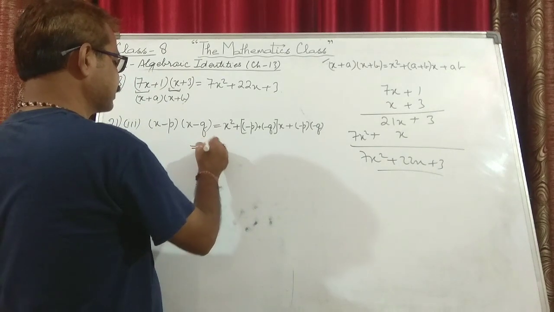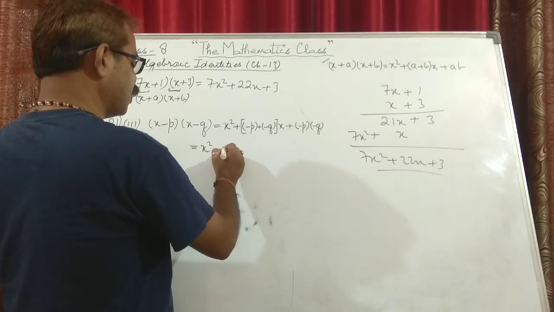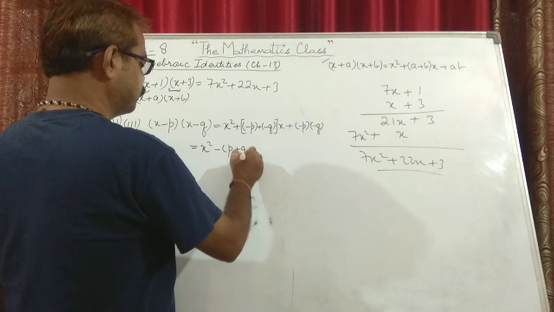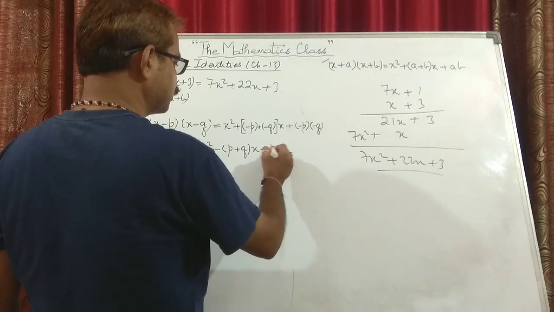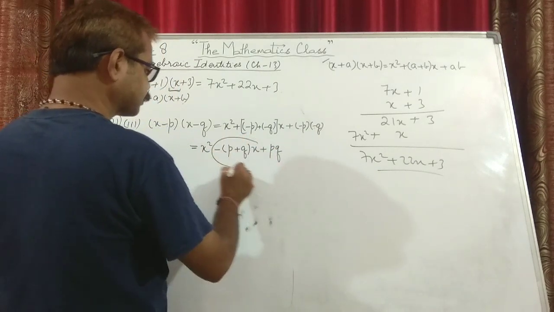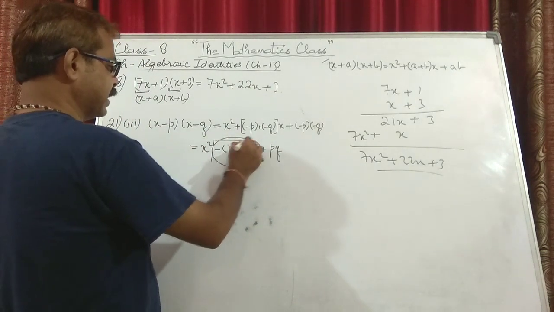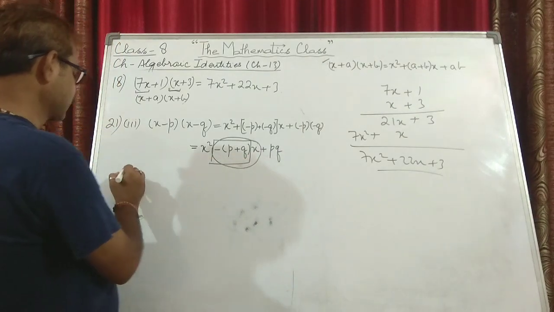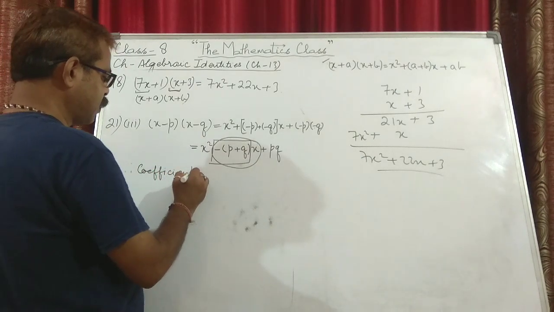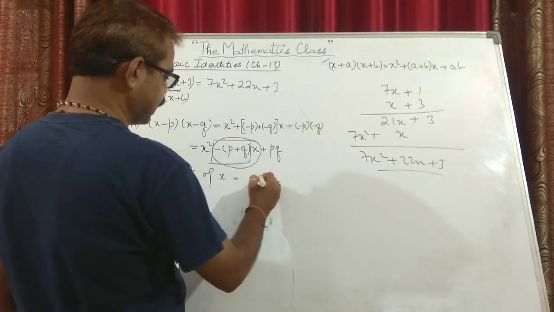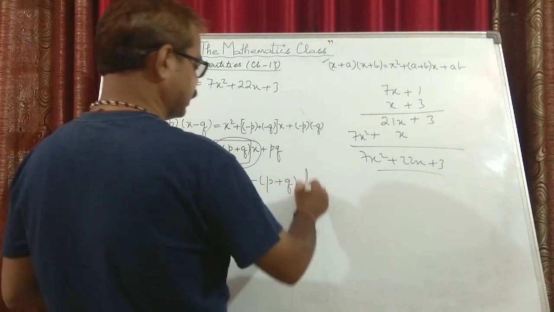So this can be written as x square minus (p + q) into x, taking minus common, and minus into minus will be plus, so plus pq. Now in this term, what can you see that is multiplied to x? This is multiplied to x, so this becomes the coefficient of x. Therefore, the coefficient of x is −(p + q). This is the final value.